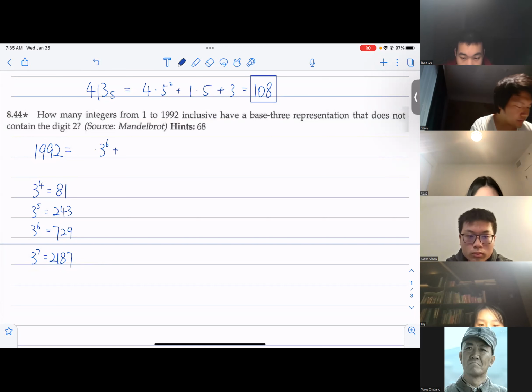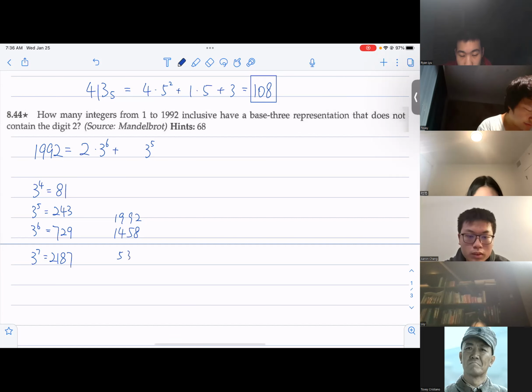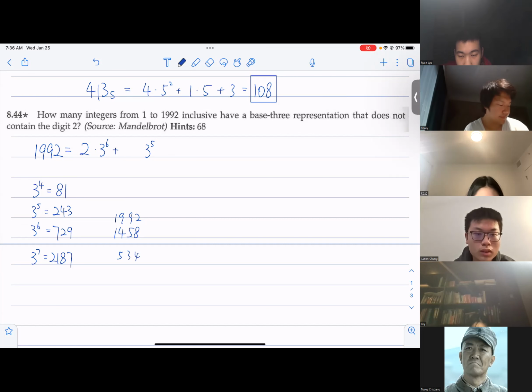Very good. And what times 3 to the power of 6? Well, then we need to divide. We can just guess, 2. It's not too hard, okay? So times 2, that would be what? 1, 4, 60, 58. And we do a subtraction, right? So we do have 5, 4, 5, 3, 4. Okay, so now we have 5, 3, 4 as a remainder.